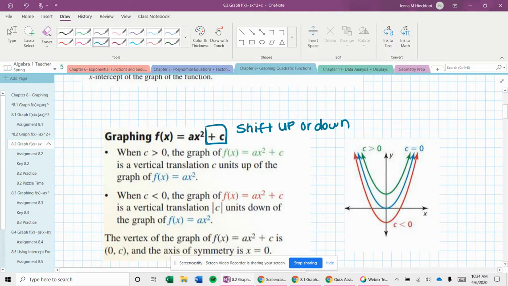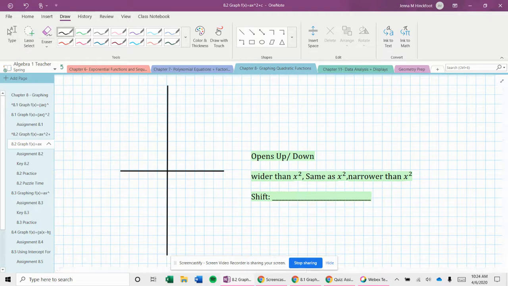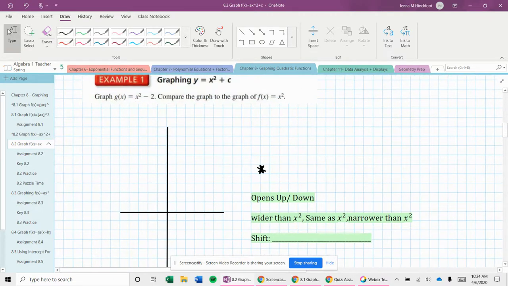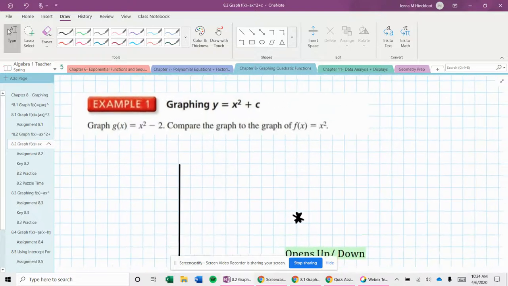Okay, so if you're adding c, you're shifting up. If you're subtracting c, you're shifting down. So example 1, again, these are the only questions you're answering on your assignment, but I'm going to show you how to graph it so you can understand where all of that is coming from. Okay, so you're graphing x squared minus 2.